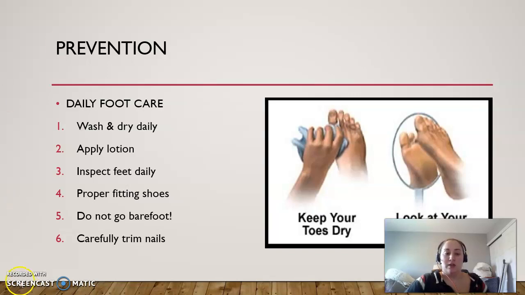We're also going to trim our toenails very carefully. We're not going to use nail clippers or cuticle cutters. We're going to use an emery board, which is soft, and we're going to file the nail straight across. And we're not going to round the corners because that can cause ingrown toenails.